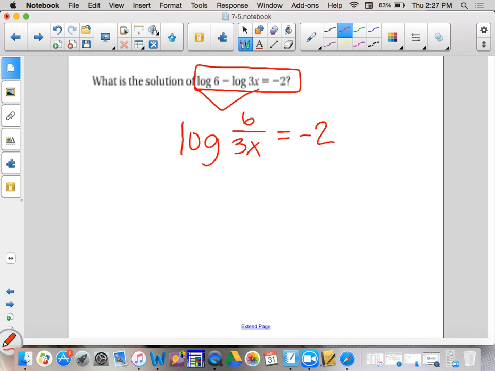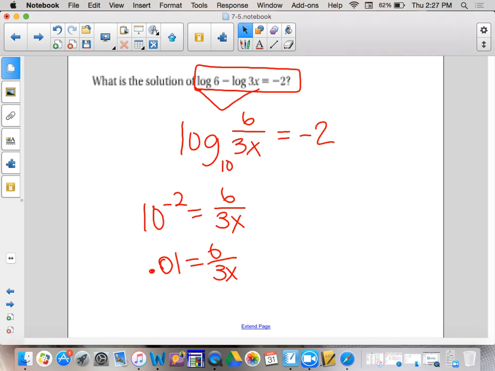My base. So how am I going to rewrite this? What's 10 raised to the negative 2? So I have 0.01 equals 6 divided by 3x. Now, I don't like fractions. I want to get rid of fractions. And I also have to solve for x.